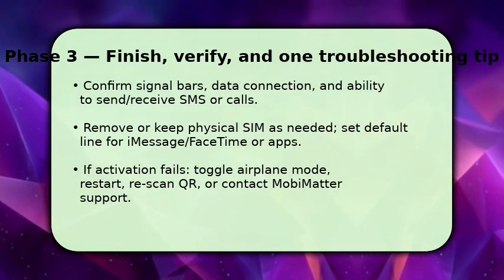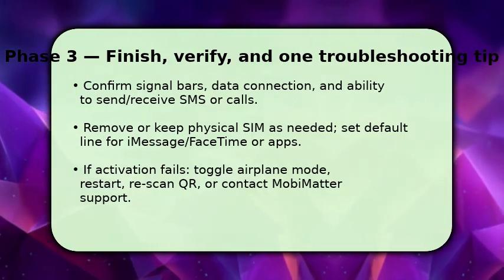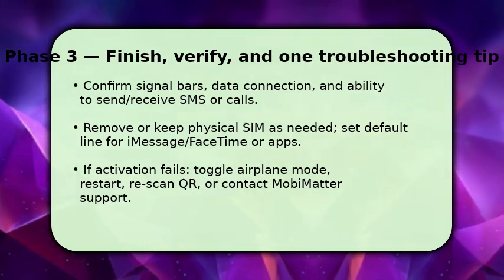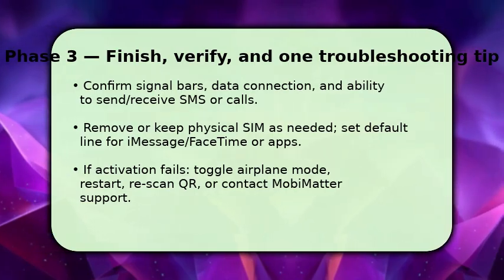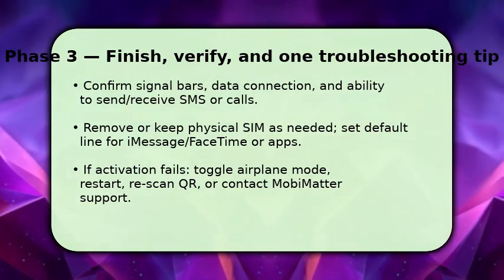If anything goes wrong, try airplane mode, then a restart, and rescan the QR. If problems persist, contact Mobimatter support with your activation code for targeted help.